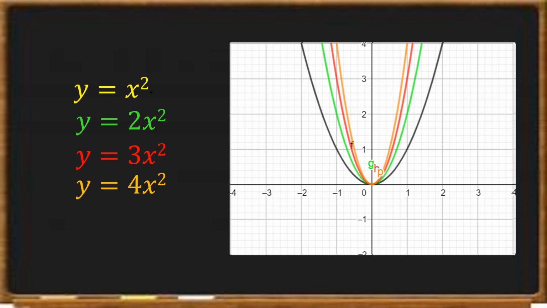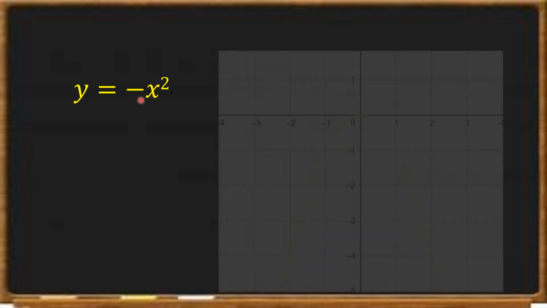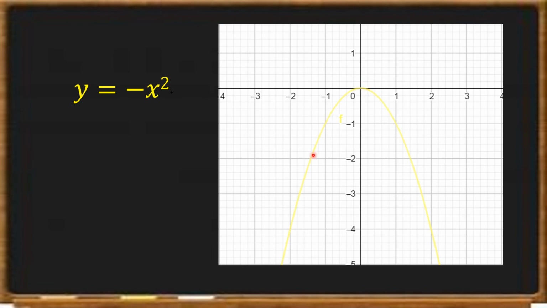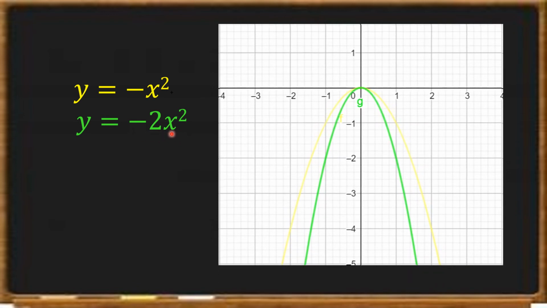Okay, let's see the negative. Okay, so y equals negative x squared. Your a here is negative 1. Okay, it's still at the origin, but it opens downward because of your negative 1. Okay, let's make it negative 2. There. So negative 2, what will happen to the graph? Okay, observe the green parabola. Okay, there. It's now narrower versus this yellow.